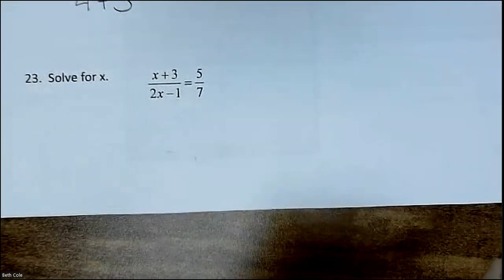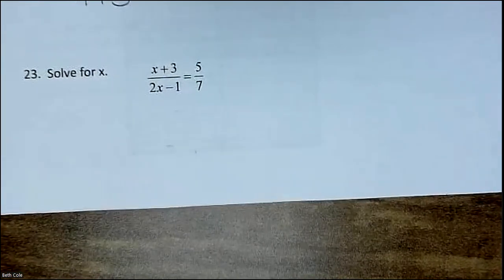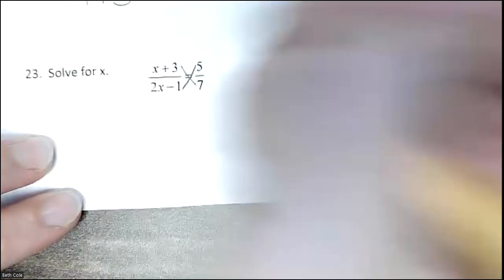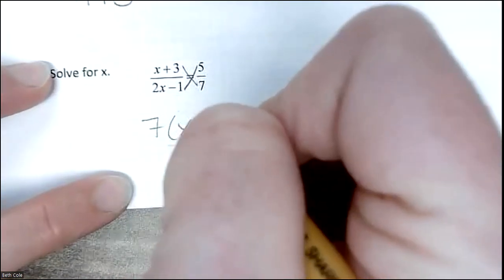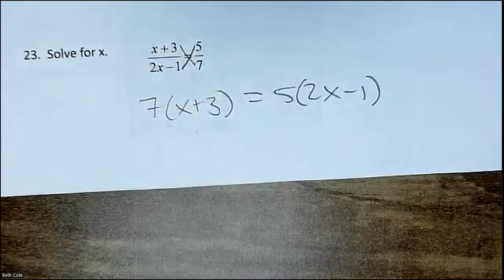This one, I'm just going to verbally start you on it. When you have a fraction equals a fraction. Well, let me throw out the question. Does anyone remember what to do with that? Yeah, okay, good. Cross multiply. So you would have 7 times that stuff equals 5 times that stuff. You would distribute and then keep on going.